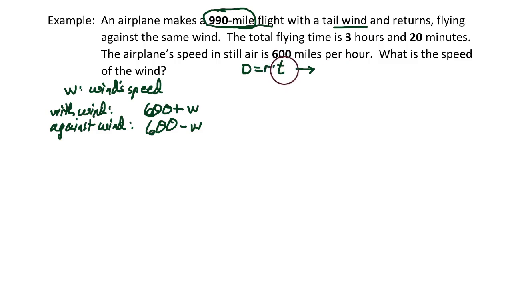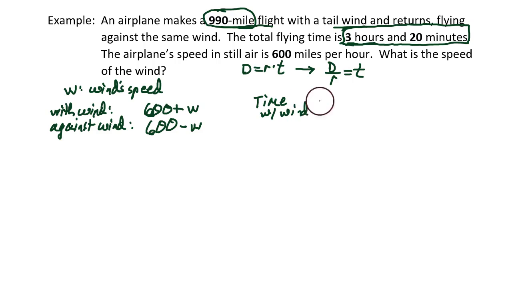This formula can be solved for t by dividing by r. So d divided by r is equal to the time. The problem gives us the total time of the flight. Does it make sense that that total time is the time to fly with the wind plus the time to fly against the wind? That gives us the basic setup of the problem. Time with the wind plus the time against the wind will equal the total flight time.